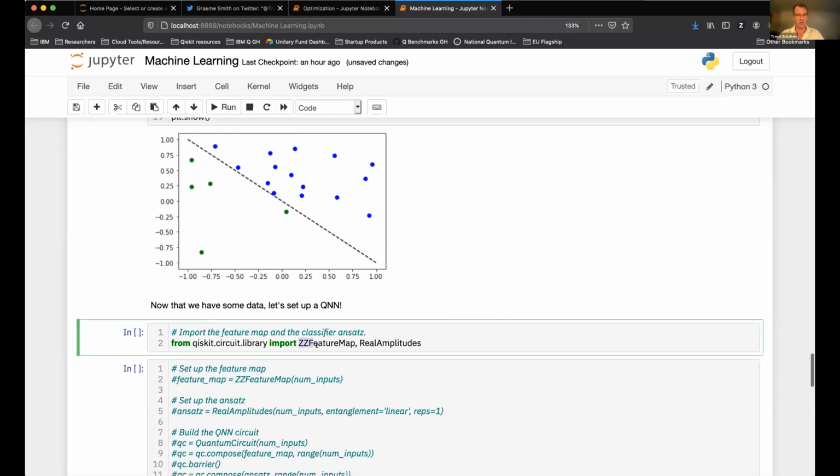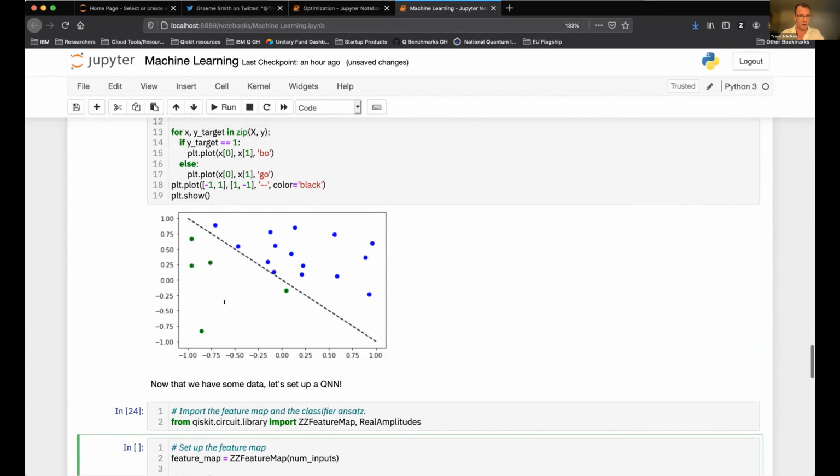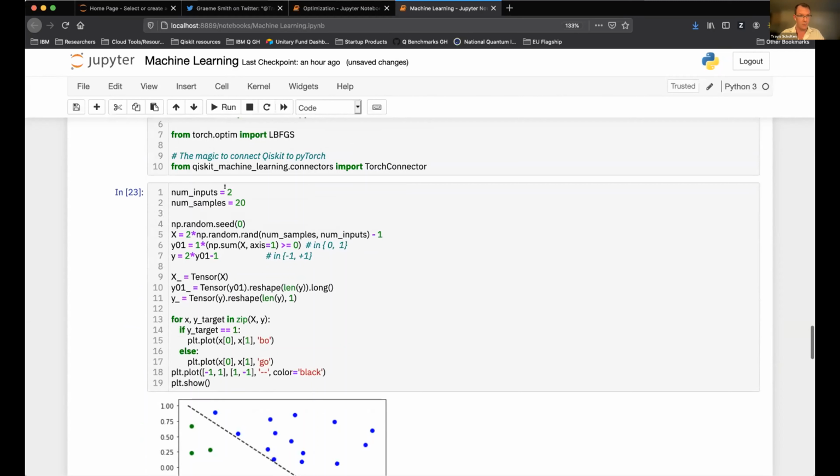And so for this, we're going to import the ZZ feature map as our embedding piece of the circuit, and we'll go back to this real amplitudes circuit as the classifier part of the circuit. And so if we go ahead and set this up, right? My feature map is going to be the ZZ feature map acting on, I guess, 2 inputs. Oh yeah, I guess right here, right? My data set only has two features, right?